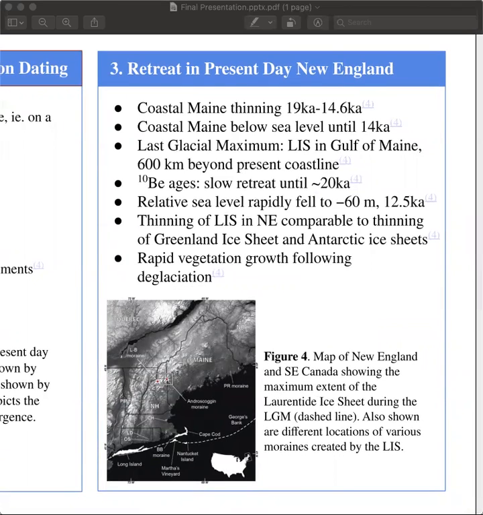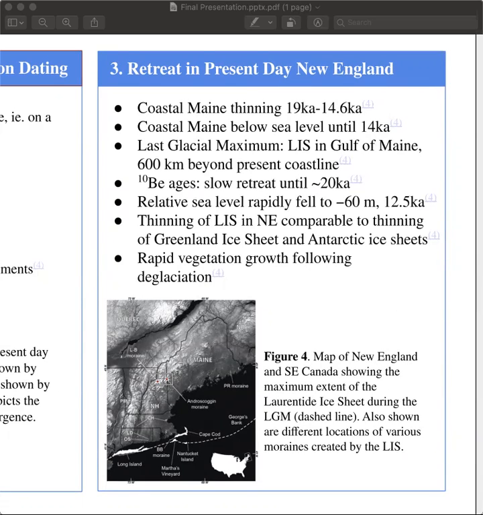The timing of lateral retreat of the Laurentide ice sheet in New England has been constrained using many radiocarbon ages and cosmogenic nuclide exposure dating in a few locations. It's been found that the Laurentide ice sheet thinned in coastal Maine from 19,000 to 14,600 years ago. Coastal Maine was below sea level due to isostatic depression until 14,000 years ago. At the last glacial maximum, the southeastern margin of the Laurentide ice sheet extended into the Gulf of Maine about 600 kilometers beyond the present coastline and onto Georges Bank.